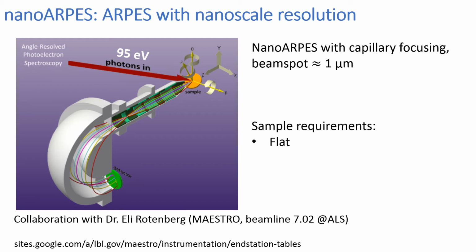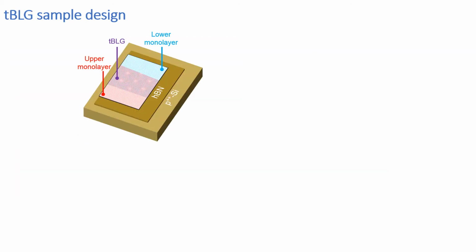For this experiment, we then have to design a suitable device configuration that allows for high momentum resolution and avoids charging issues during the measurement. The sample needs to be structurally as flat as possible. The top surface must not be capped nor encapsulated, and there has to be a grounding path to the sample. We satisfy these requirements by fabricating the twisted bilayer graphene sample following the tear and stack method with a thin hBN flake for precise control of the twist angle.